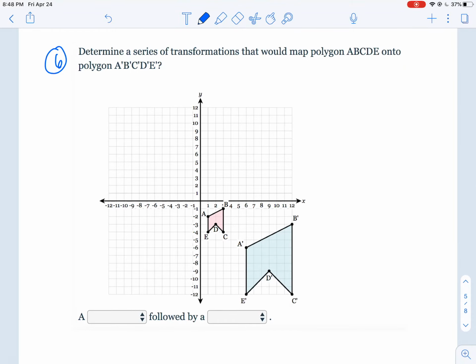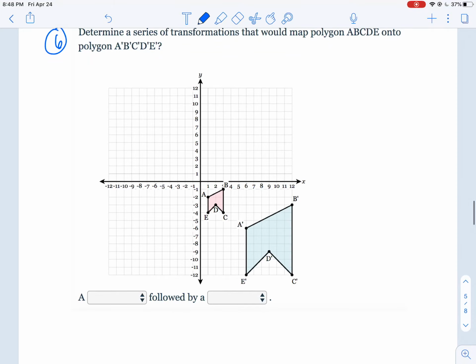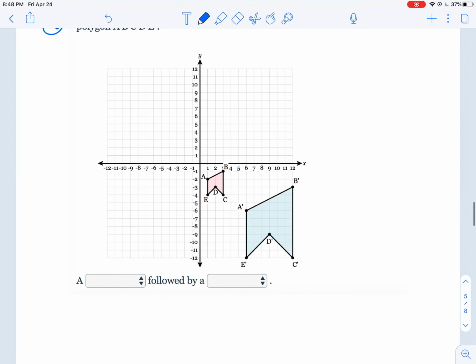And number 6 here, it wants you to determine the transformations that occurred on A, B, C, D, E. So first off, once again, it was a change in size, which makes it a dilation. And second off, notice here how all of the vertices are in the same location. They didn't change. So all this person did when making these transformations was move it up and to the left. And with that, that is a translation. Okay.